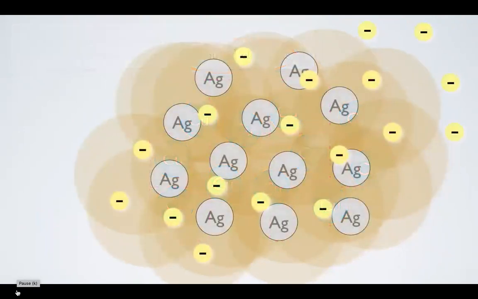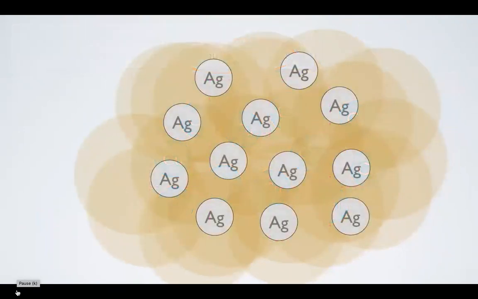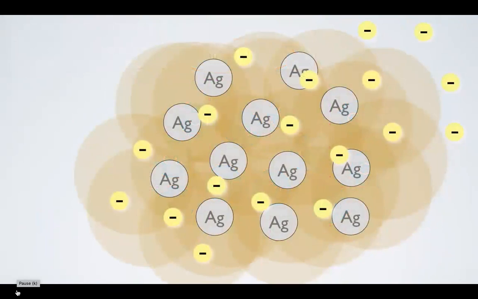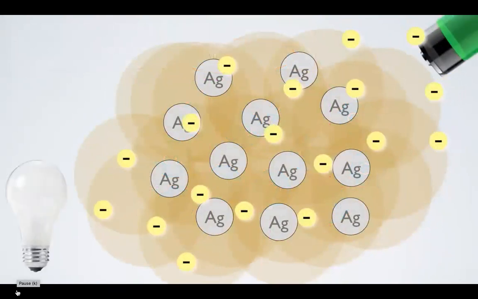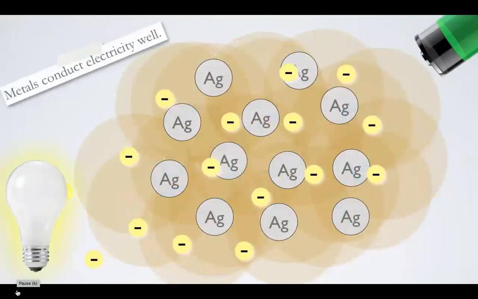Here we have silver. And like all metals, the delocalized electrons of its metallic bonds are free to move around, which means that silver and all metals can conduct electricity quite well.